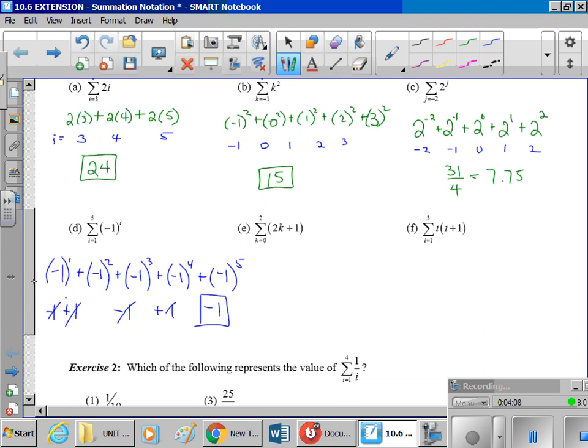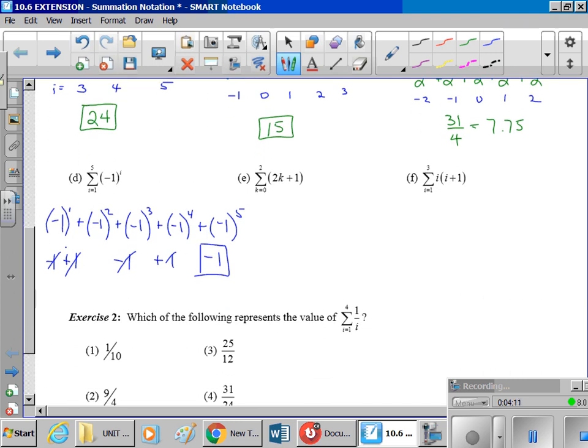So getting the hang of it a little bit. E starts with 0. With 0, it means it's 2 times 0 plus 1. So there's my first term, plus 2 times 1 plus 1. I'm going to run out of room, so I'm going to go down here if that's okay. Plus 2 times 2 plus 1. So we add all these up, and we get 1 plus 3 plus 5 is equal to 9.